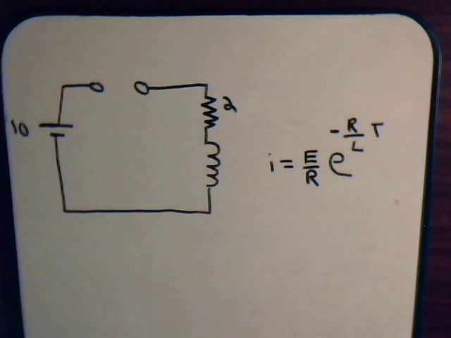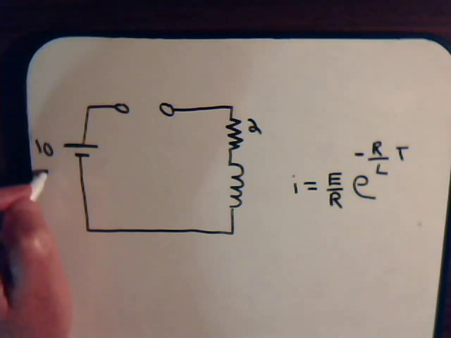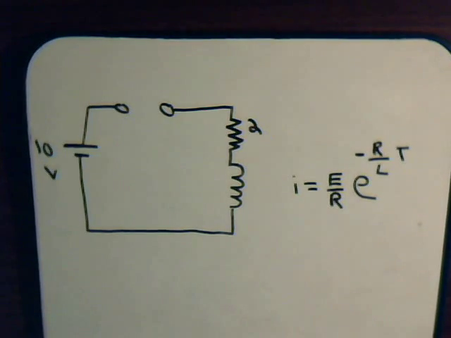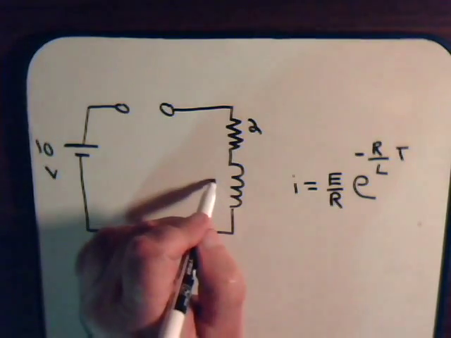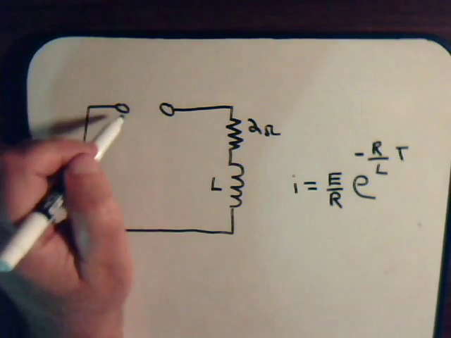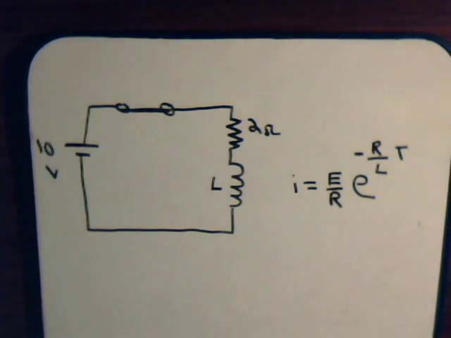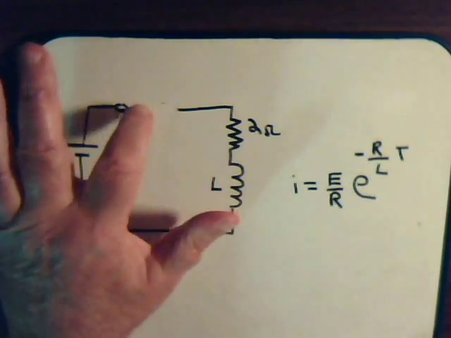In this video, we want to pick up where we left off in the previous video, where we had discussed the decay current of an inductor. Again, here we have a very simple circuit: a battery of 10 volts, an inductor, and a resistor of 2 ohms, all connected. So we know there's going to be a current going through of 5 amps. And then let's say that we open this switch.